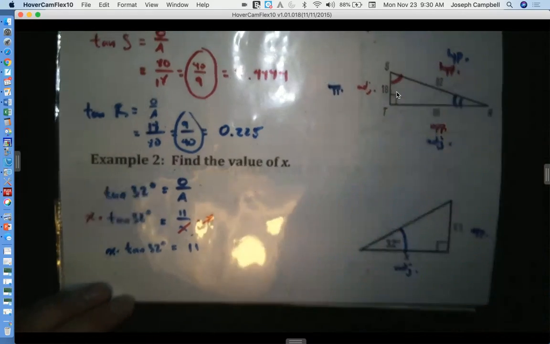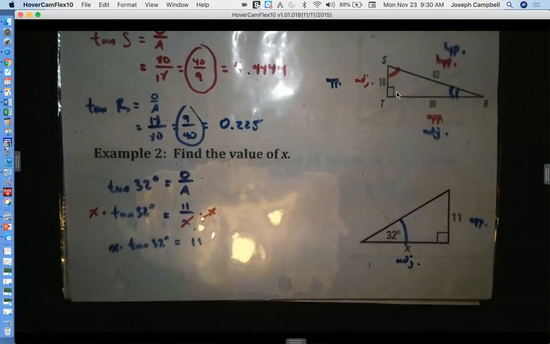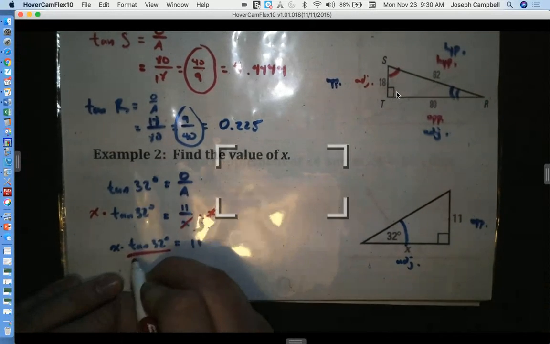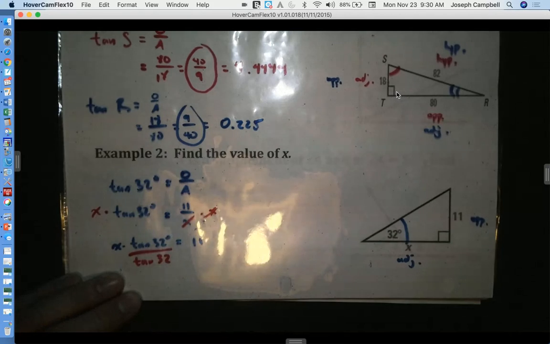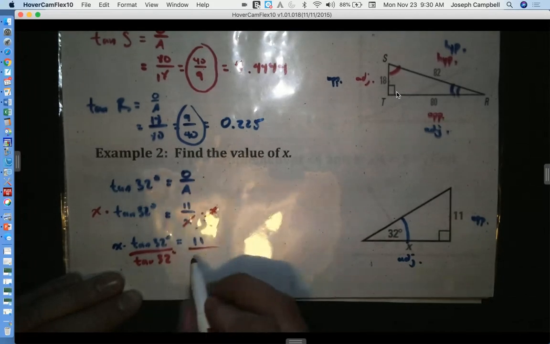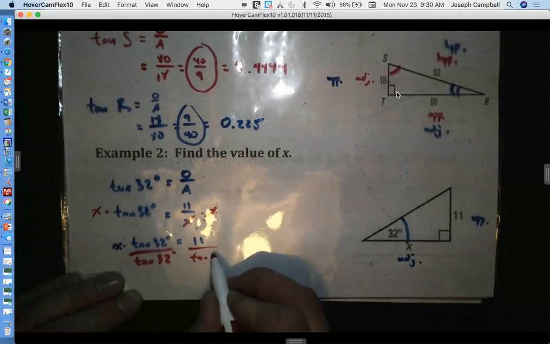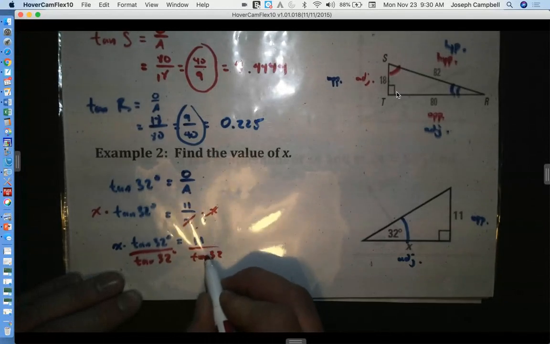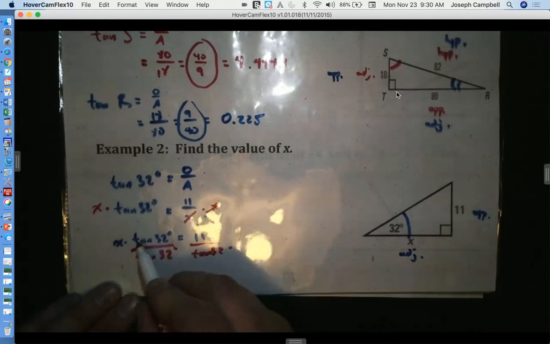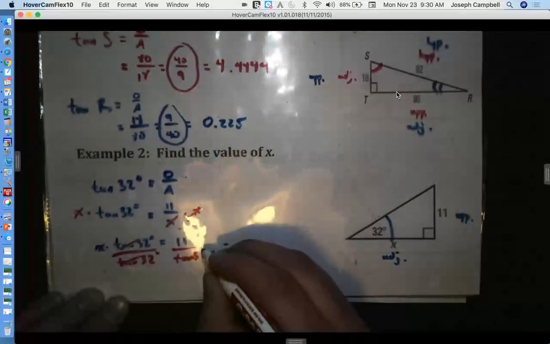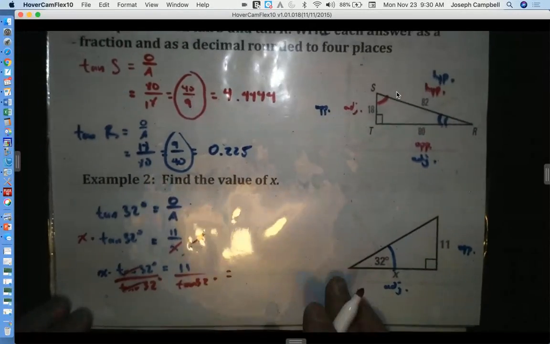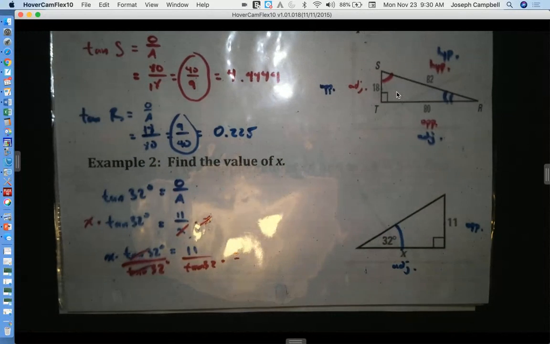So I'm going to go ahead and divide both sides by tangent 32, because that's the number, right? Tangent is not a word, it's a function, and it's kind of attached. So never separate the angle from the function. So these will cancel, right? And x is equal to whatever this is in a calculator. 11 divided by tangent of 32. Okay, so let's check that out.